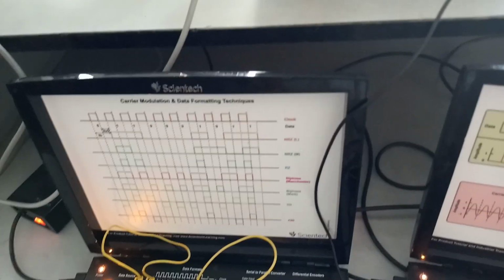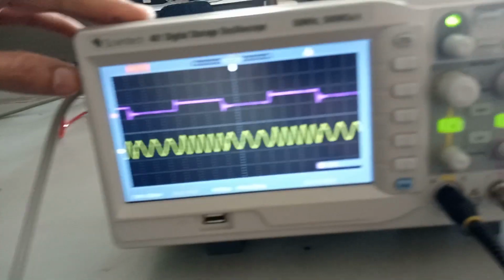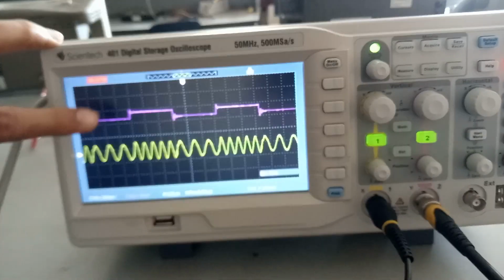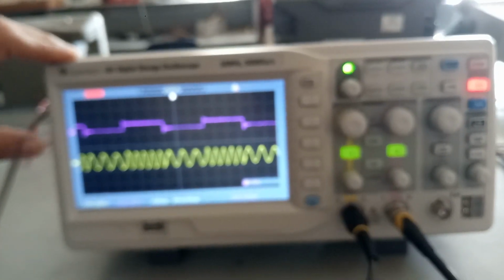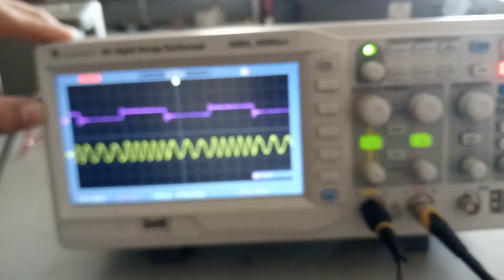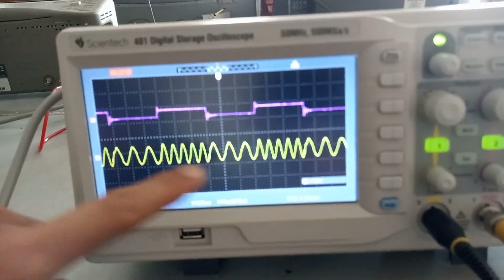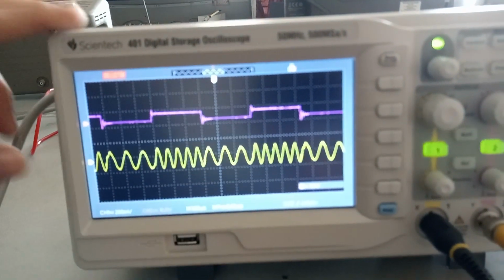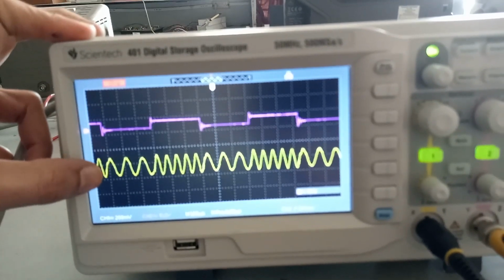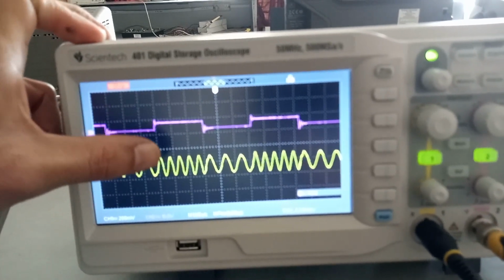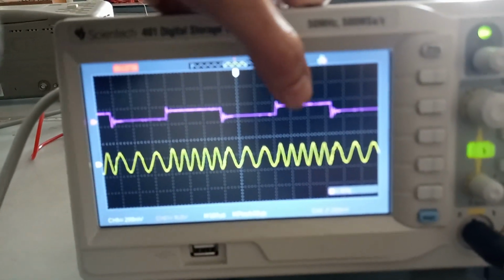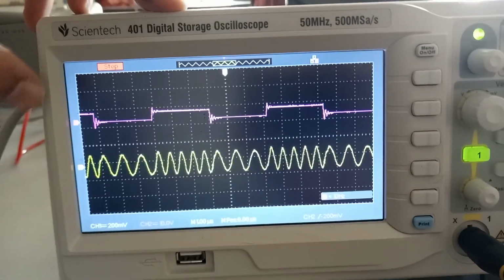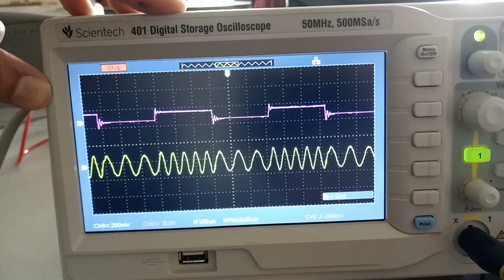Now see this FSK output. The data we have chosen is 1010 1010, and the data is matching the generated pattern. See that this is the FSK modulated waveform. When the data is low, the frequency is low. When the data is high, the frequency is high. Again, data is low, frequency is low, and when the data is high, the frequency is high. So this is the demonstration of your FSK waveform.